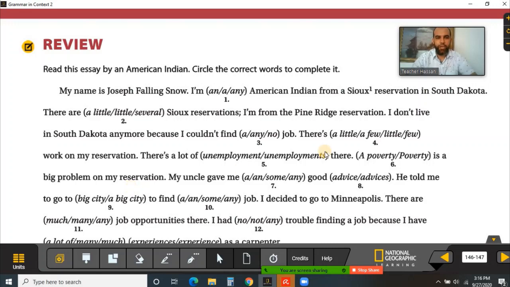Poverty or a poverty. Of course, the correct answer is poverty. Poverty is an uncountable noun, and uncountable nouns do not take a or an. They don't take articles or indefinite articles, basically. Now, a and an mean one. And because uncountable nouns cannot be counted, therefore we can't use a or an.